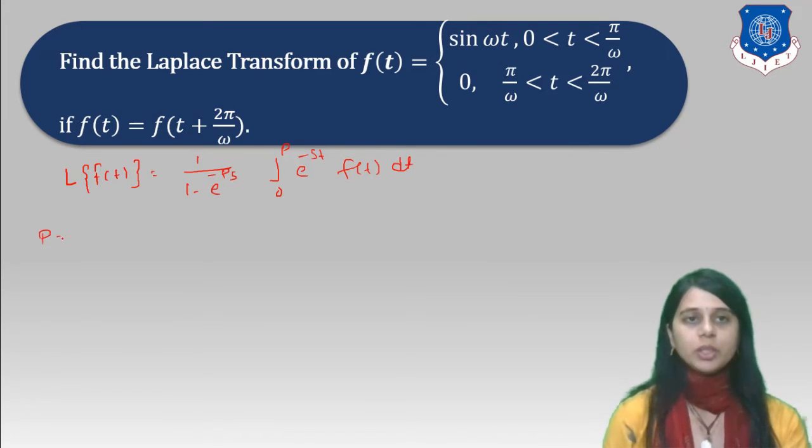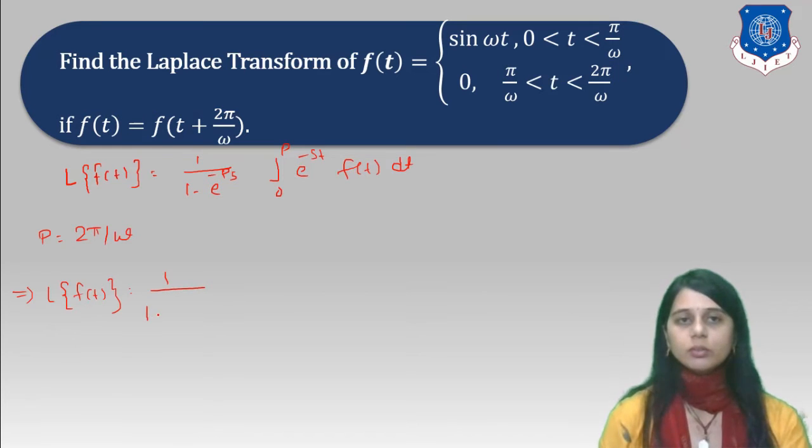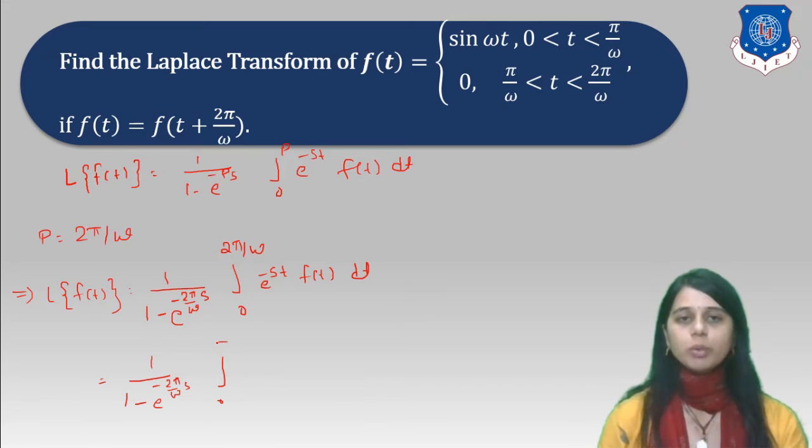Now here p is 2 pi by omega. So Laplace of f of t equals 1 upon 1 minus e raised to minus 2 pi by omega s, integration 0 to 2 pi by omega e raised to minus st f of t dt. Now we divide the interval: 1 upon 1 minus e raised to minus 2 pi by omega s, 0 to pi by omega, e raised to minus st, the function is sin omega t dt. In the second interval, the function is 0.